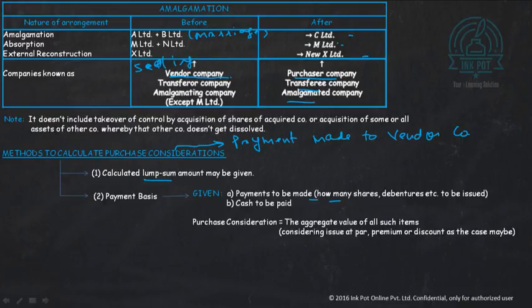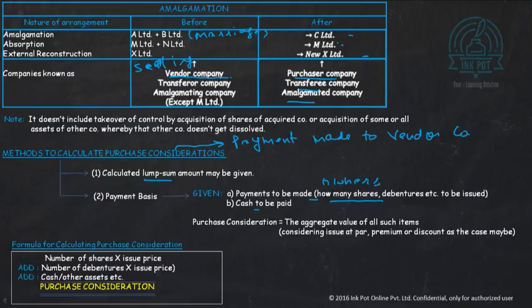These are known as the owners of the companies, or whatever cash is going to be paid. The formula for that is: number of shares of X, number of debentures of X, issue price, cash, and the purchase consideration. Now what is X here? X is the new company.